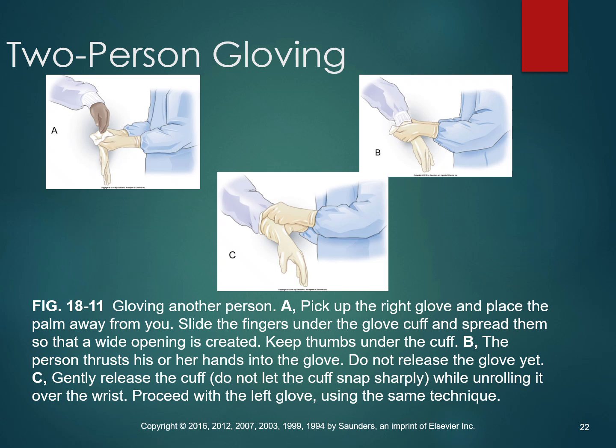And then keep thumbs under the cuff so that you can stabilize it while he or she pushes the hand into the glove. The person thrusts his or her hand into the glove. Do not release the glove yet. C, gently release the cuff. Do not let the cuff snap sharply while unrolling it over the wrist, and proceed with the left glove using the same technique.